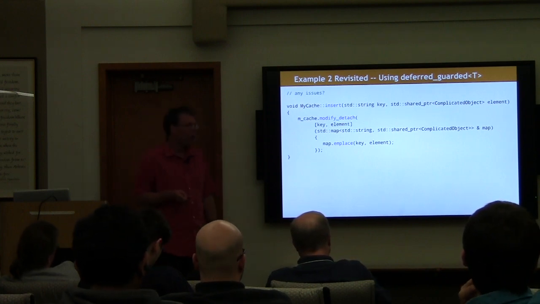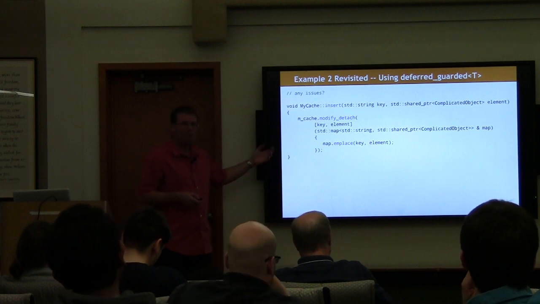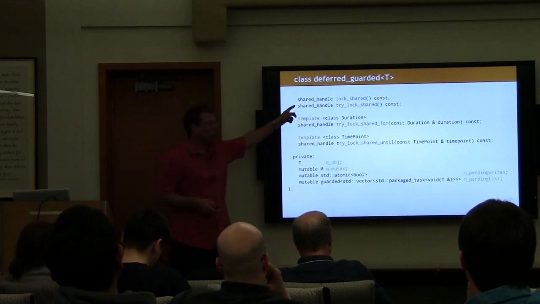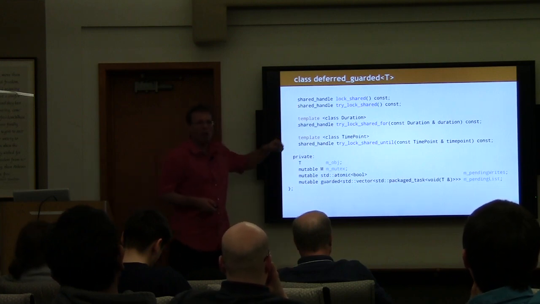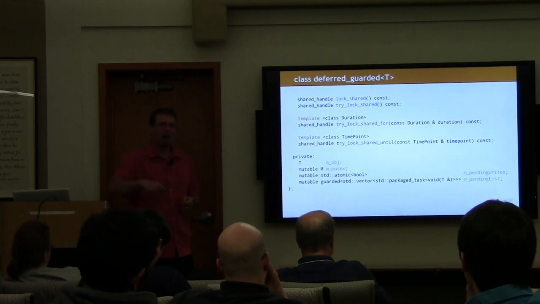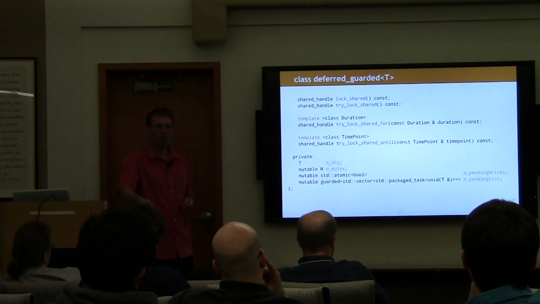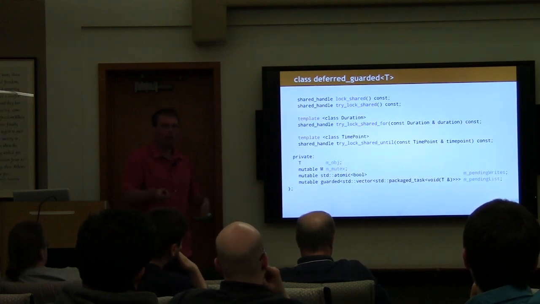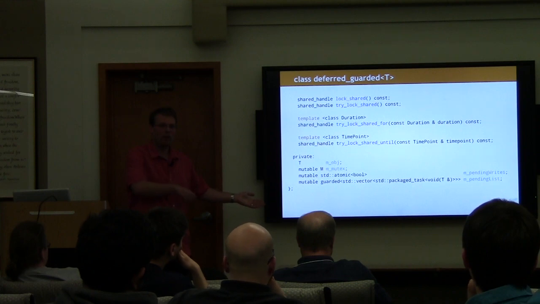Excellent question. So the question was, when is the pending list processed and flushed? And the answer is, it's in the lock shared. Because when you want to acquire shared access, the first thing it does is check, are there any pending writes? Can I acquire an exclusive lock? If I can, I'll process them. If not, I will simply return a shared handle immediately to the old value of the data.